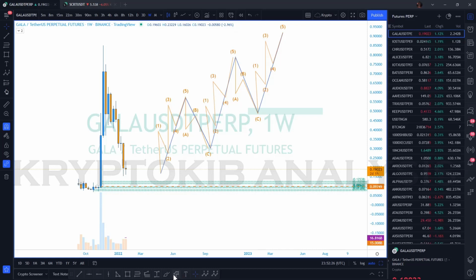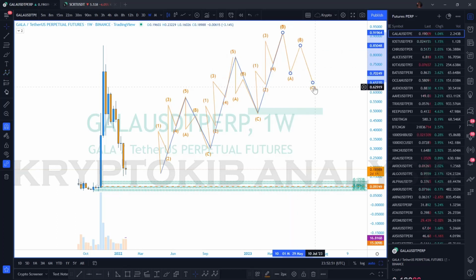Then we should have a pullback from this high to anywhere from this top to this bottom, but not going below the lows, right? Then continue to the upside. That is our expectation, right? And for that to happen, we might have an ABC formation again, right? Now we have our A, B, our C. Or let me do it like this, our ABC.